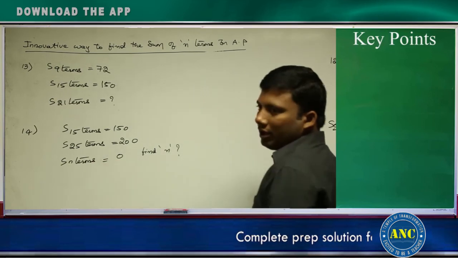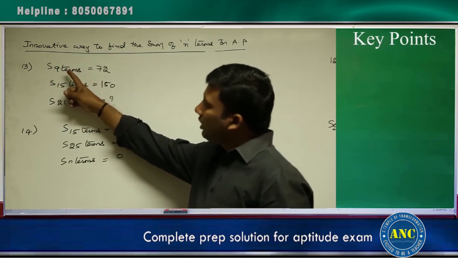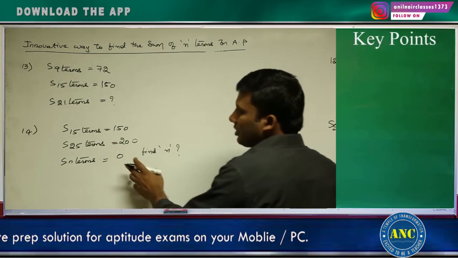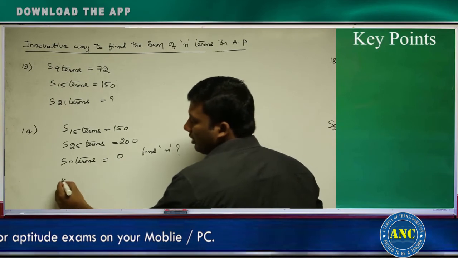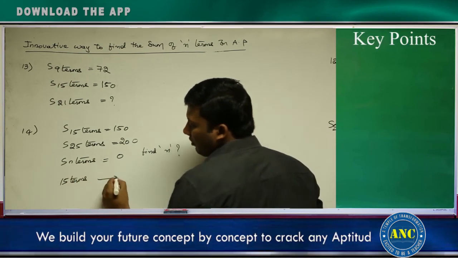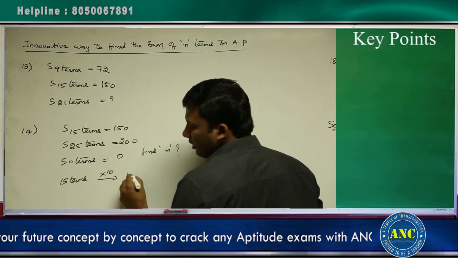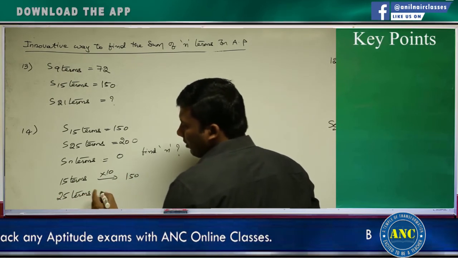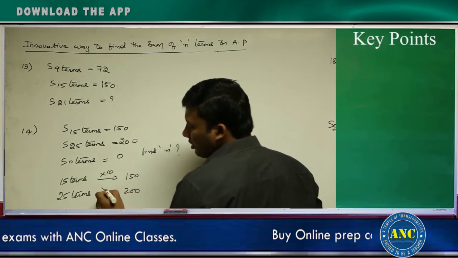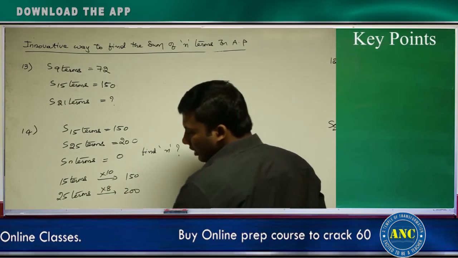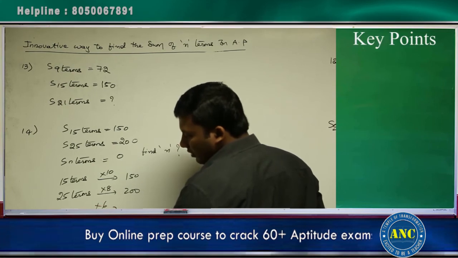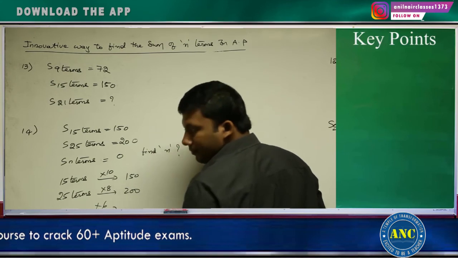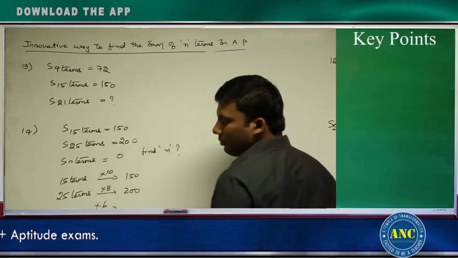Let us solve it orally. 9 terms, it is 72: 9 8s are 72. 15 terms is becoming 150: 15 10s are 150. What is the multiplication factor? 10. 25 terms is becoming 200. What is the multiplication factor? 8. Next will be 6, next will be 4, next will be 2, next will be 0. Any number multiplied by 0 will become 0.